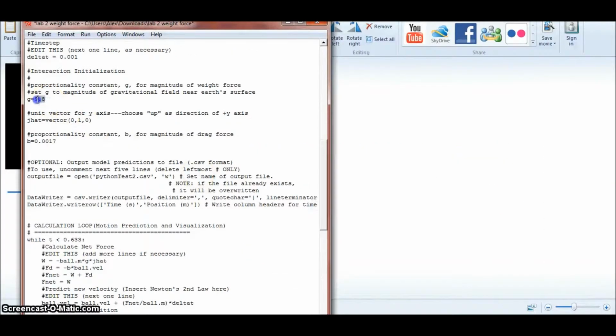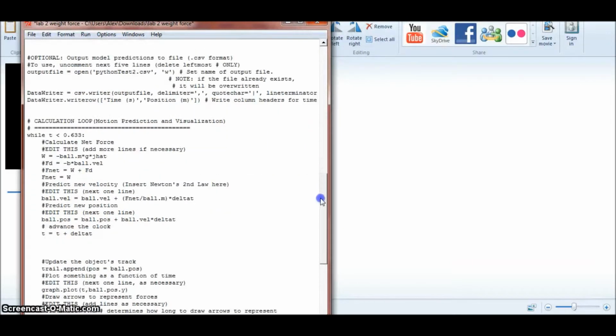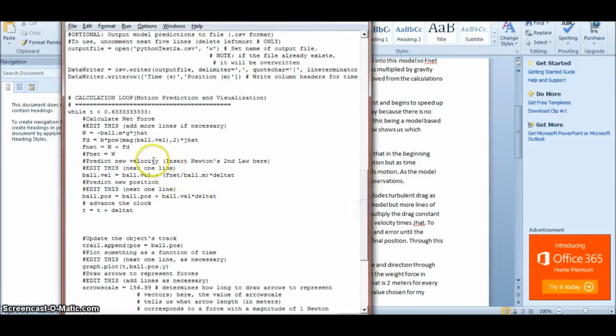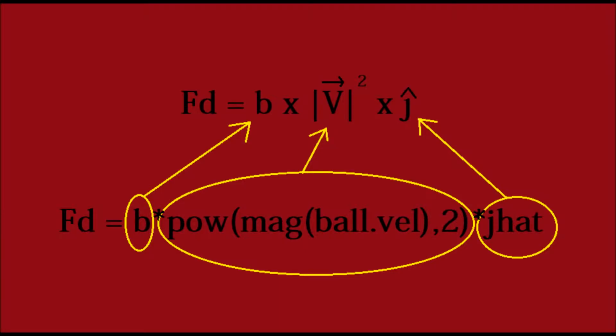The second computational model created for this study of a falling object includes the turbulent drag as well as the weight force. The constant g remains the same as in the previous model, but more lines of code were added. For the drag force Fd, this equation tells the program to multiply the drag constant, which is dependent upon the object's surface area, by the square of the ball's velocity times j hat.